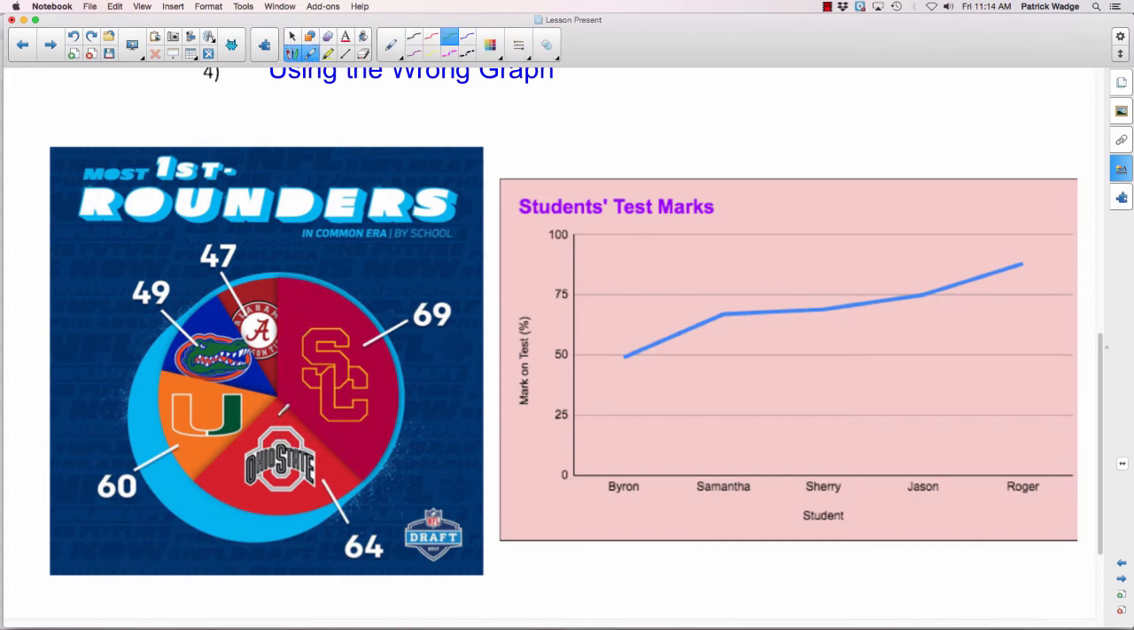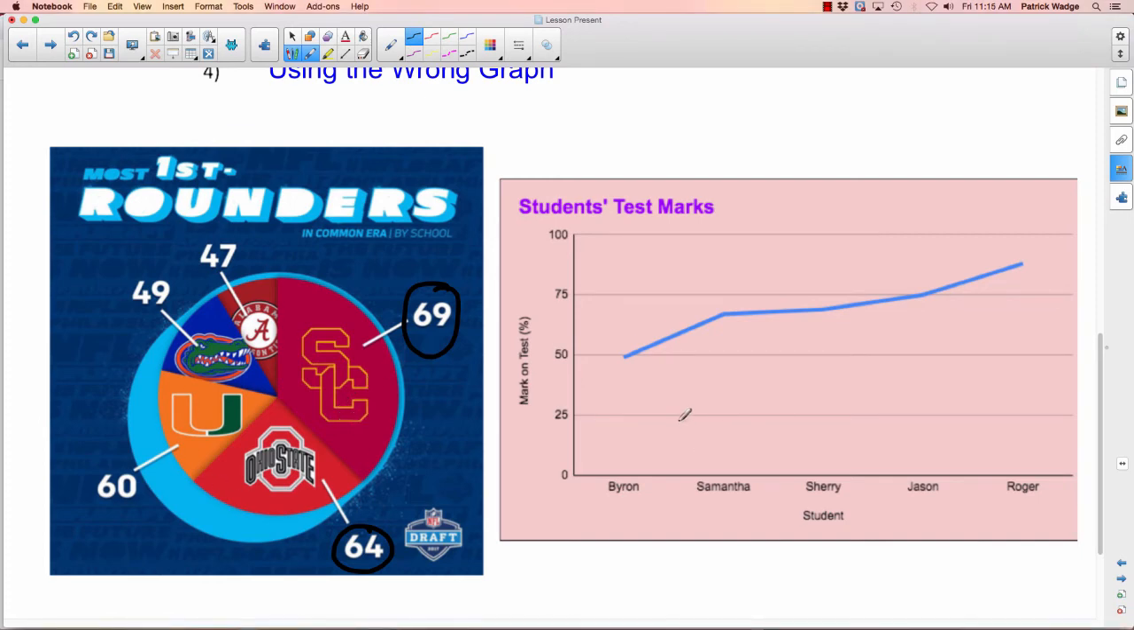I mean, what's the next biggest? The Ohio State, and it looks like USC is about twice as big. Wow, so much better. Wait a minute. The actual number here is 69 for the USC and 64 for Ohio State. They're practically the same. You can't do this. What type of graph should have been used instead? They should have used a bar graph.